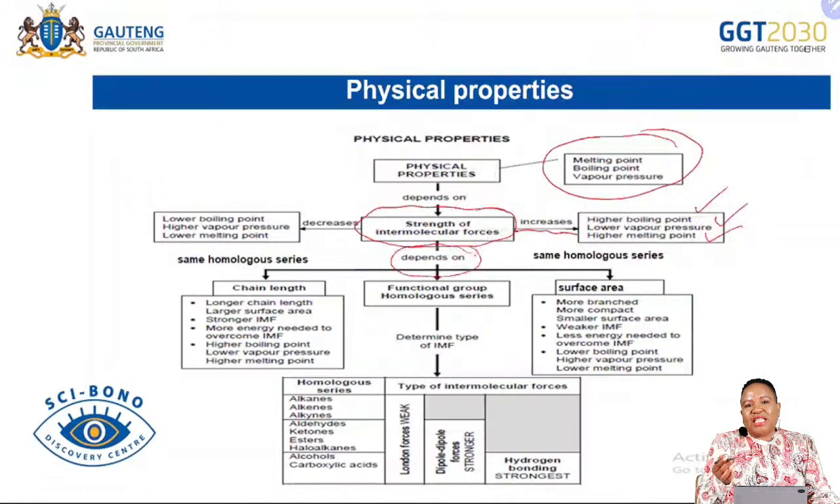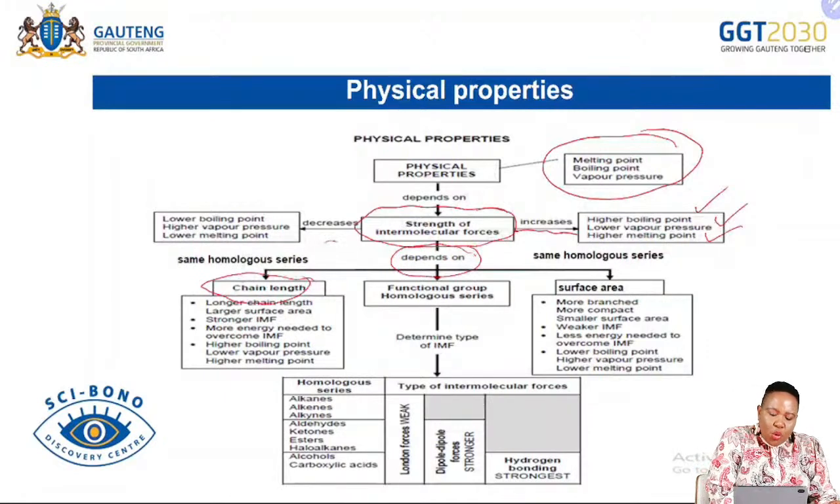Now, what is this strength depending on? Remember, the physical properties depend on the strength, and the strength depends on something: the chain length. As you increase the carbon chain, you are also increasing the strength of the intermolecular forces. So the longer the chain, the stronger the intermolecular forces. And we already know that stronger intermolecular forces mean a higher boiling point, a higher melting point, and a lower vapor pressure. So the longer the chain, the lower the vapor pressure, but the higher the boiling point.